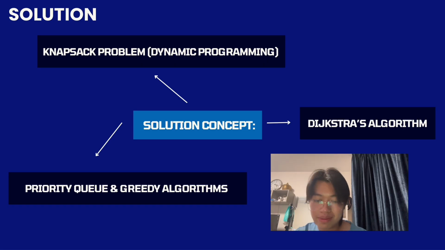The last is the Knapsack problem, using dynamic programming. Okay. It helps maximize warehouse space by efficiently storing products based on their value and size. This ensures optimal use of available space and faster retrieval of high-demand items.